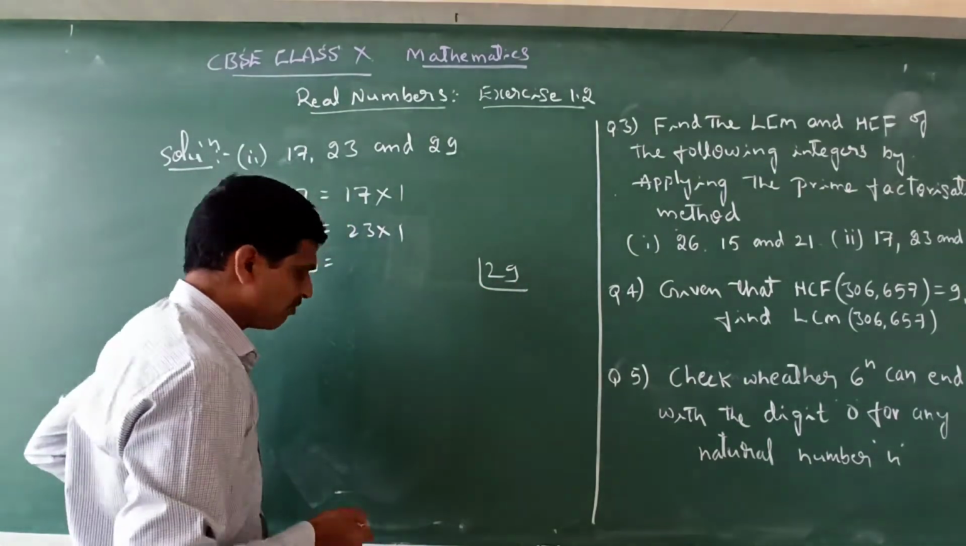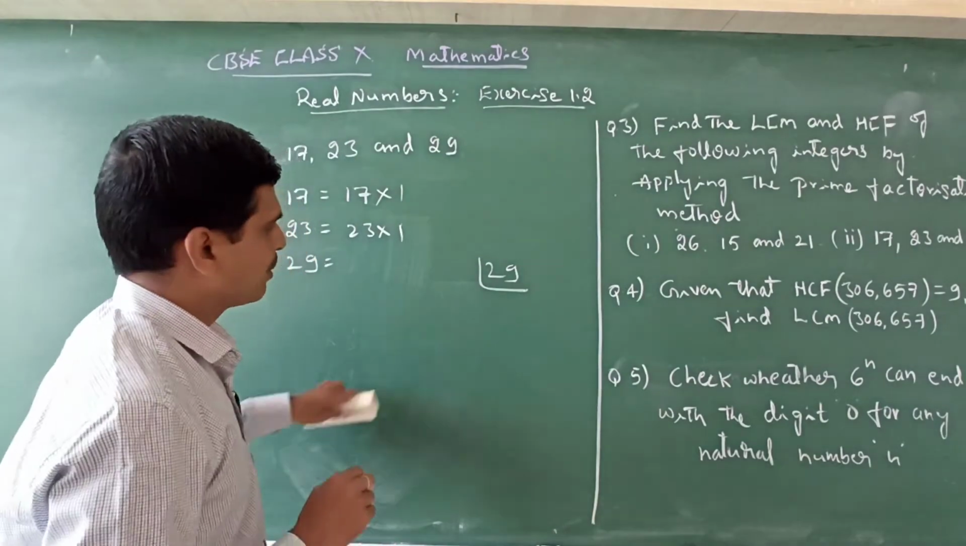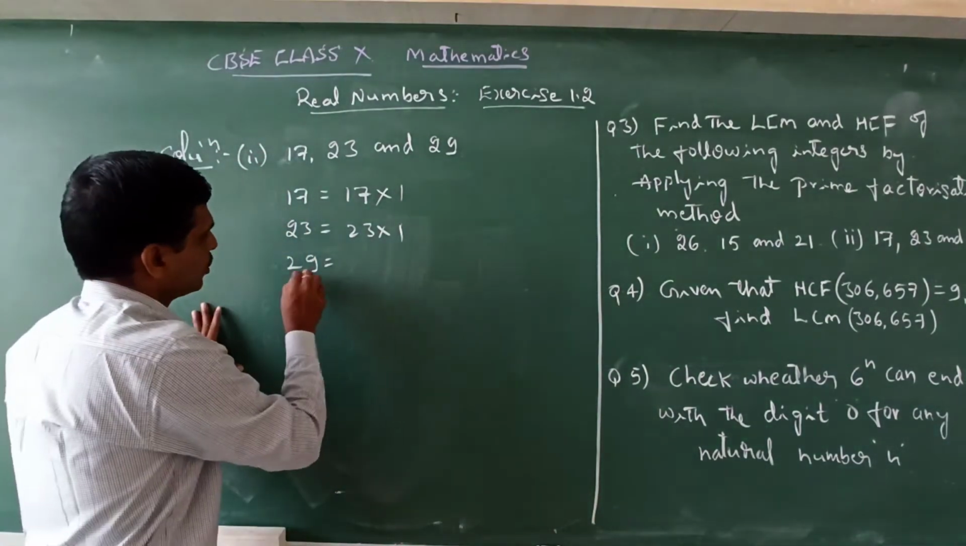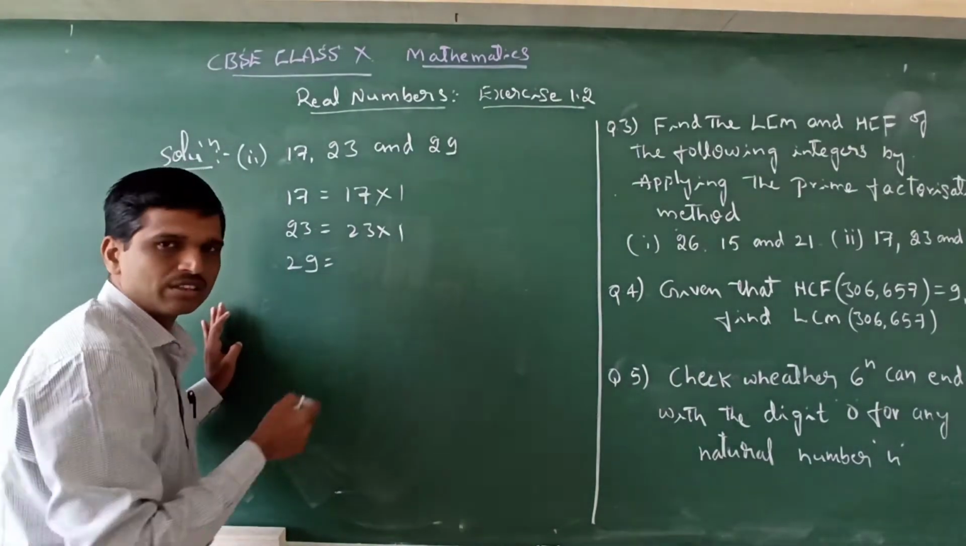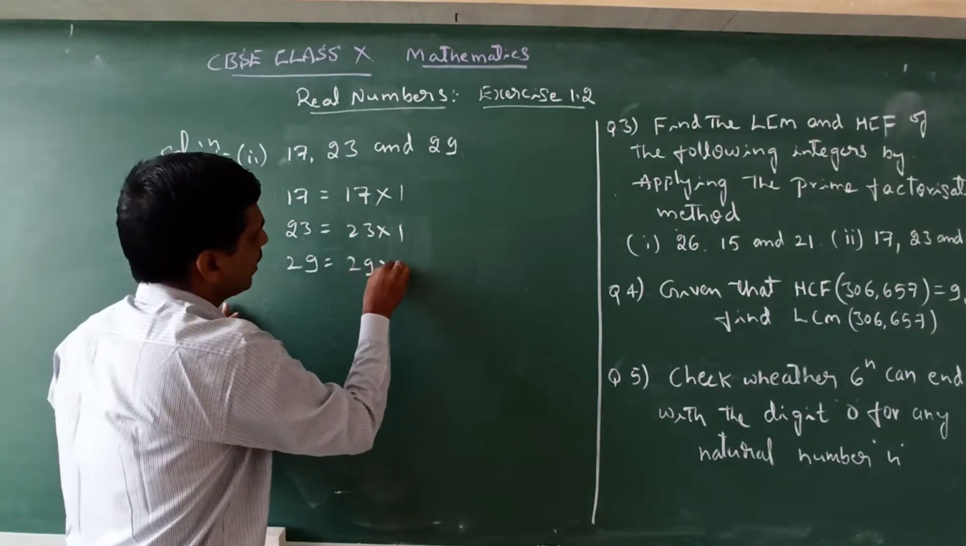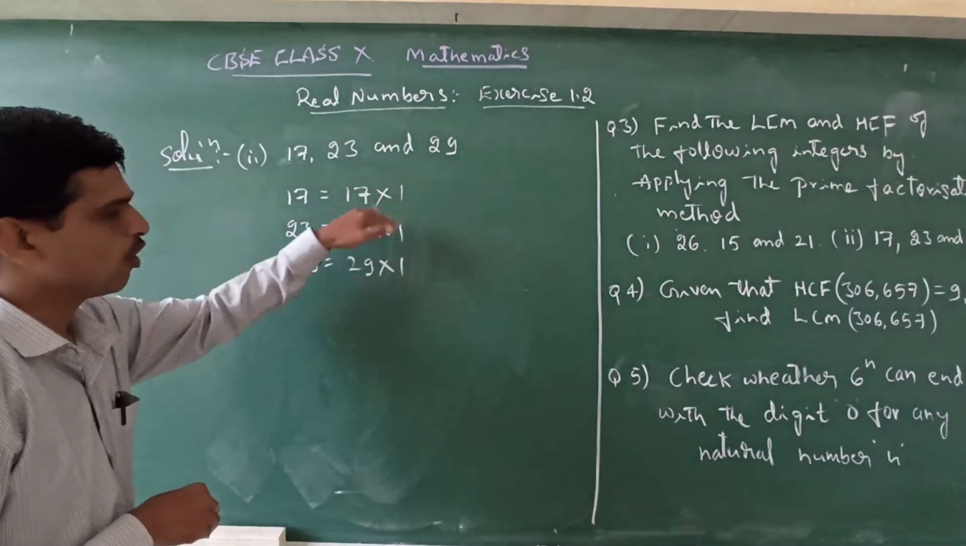So if the smallest prime numbers cannot divide these numbers, it means there are no common factors here. Otherwise, there is nothing to express in the factors. That is why 29 is itself multiplied by 1. 1 is a common factor for all.